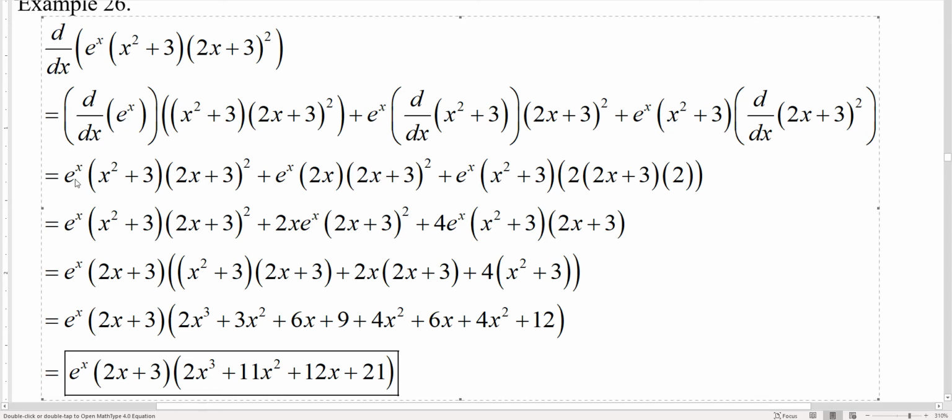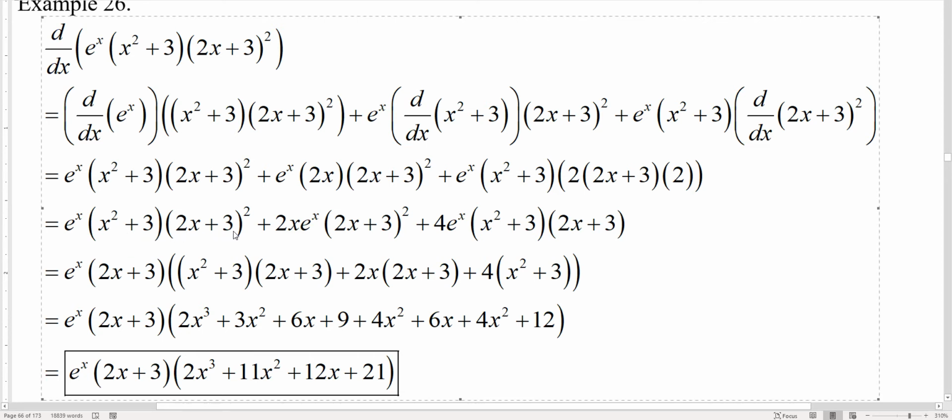Alright, the derivative of e to the x is e to the x, the derivative of x squared plus 3 is 2x, and the derivative of this one, using the chain rule, this is u to the second, where u is 2x plus 3, so that's going to be 2u times the derivative of u. The derivative of u is 2. Now it's just a matter of cleaning up.